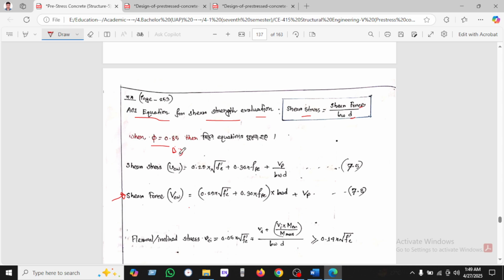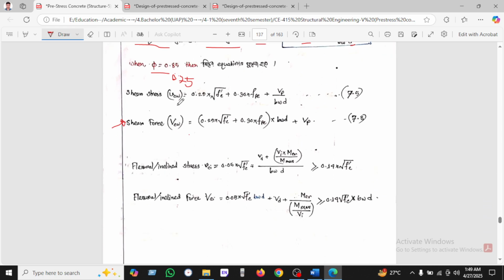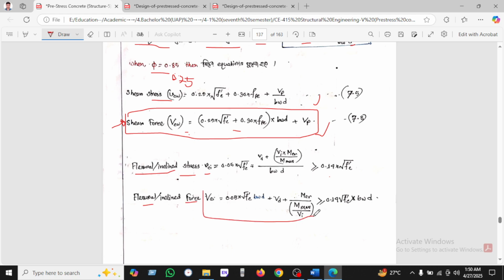On the other hand, when we calculate the normal RC, we take 0.75, but for pre-stress we take 0.85. Let the shear stress be 0.29 F prime C. This formula is used, and these are the ones we will use frequently for the shear force. With this formula, and flexural or inclined stress we can use this formula, and for the flexural inclined force we can use this formula to get the force.